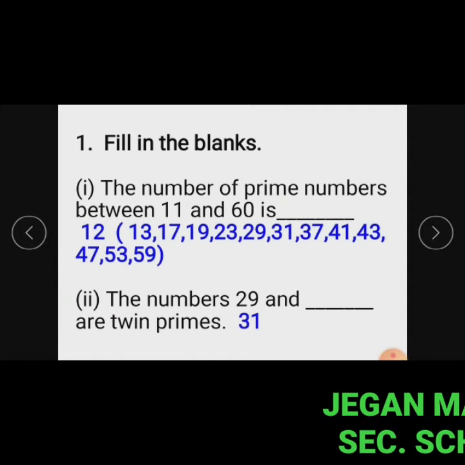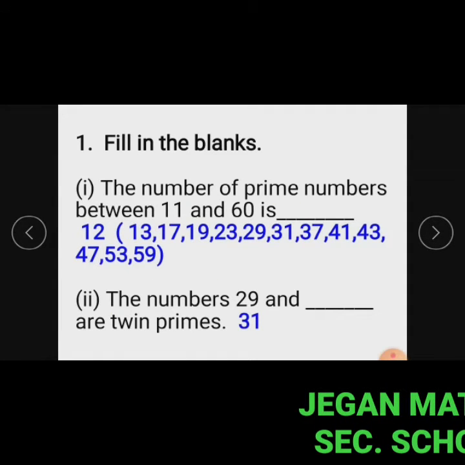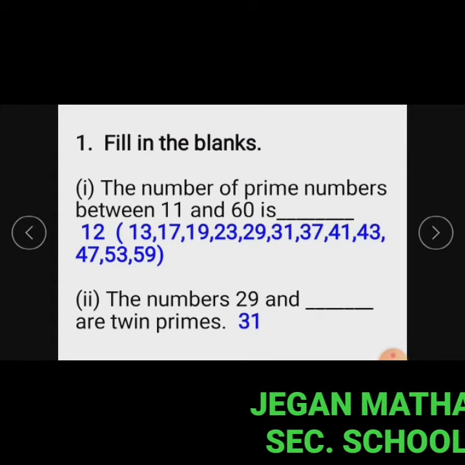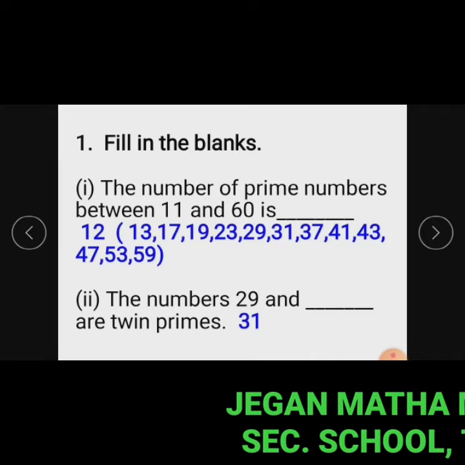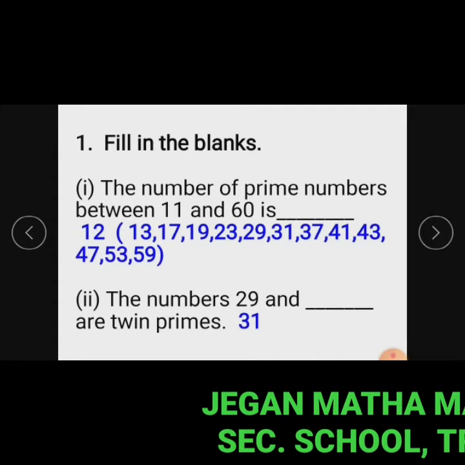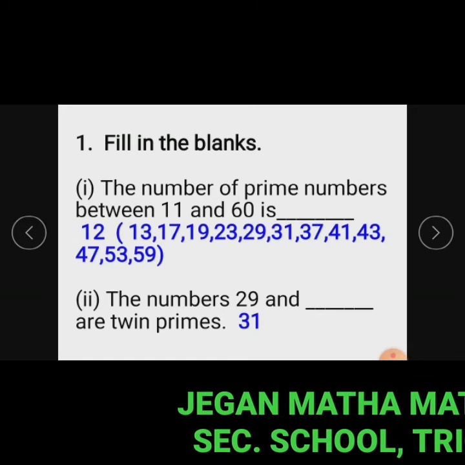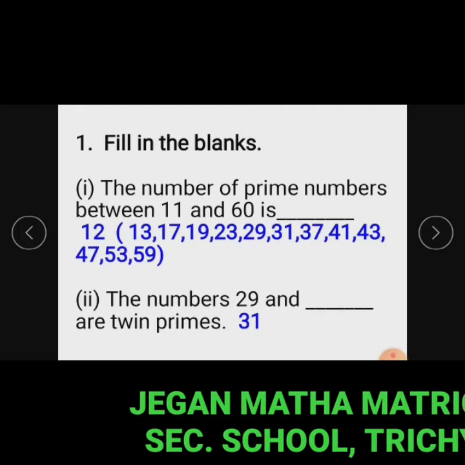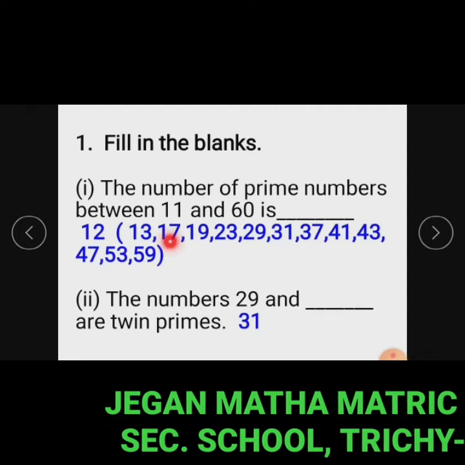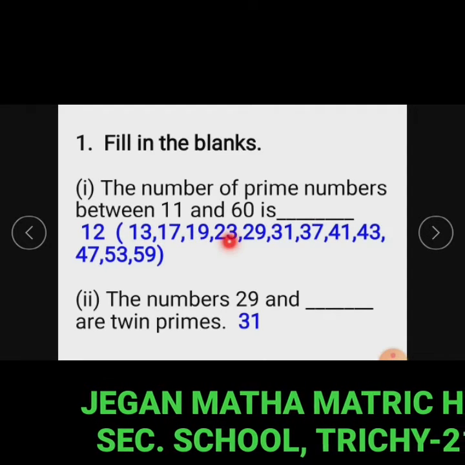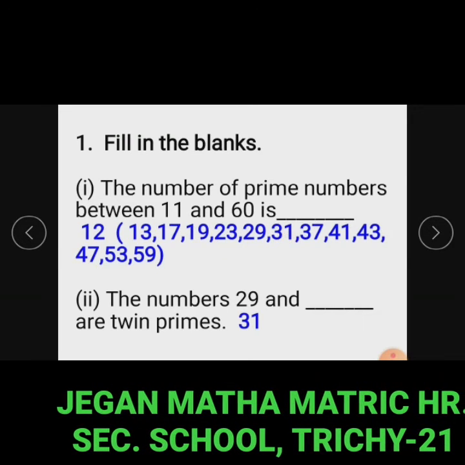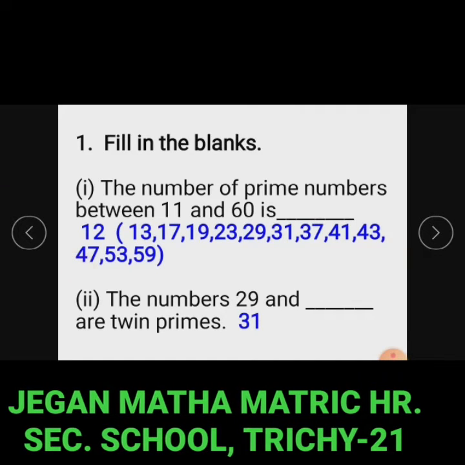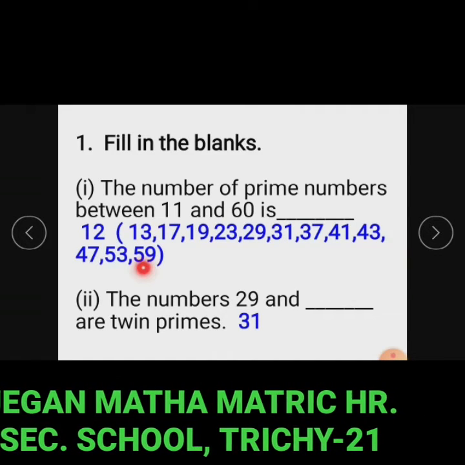Question number 1, fill in the blanks. Subdivision 1, the number of prime numbers between 11 and 60 is dash. The number of prime numbers between 11 and 60 is 12 prime numbers: 13, 17, 19, 23, 29, 31, 37, 41, 43, 47, 53 and 59.